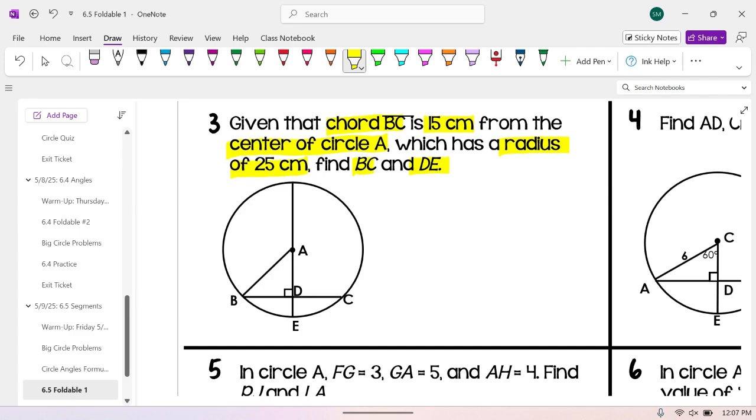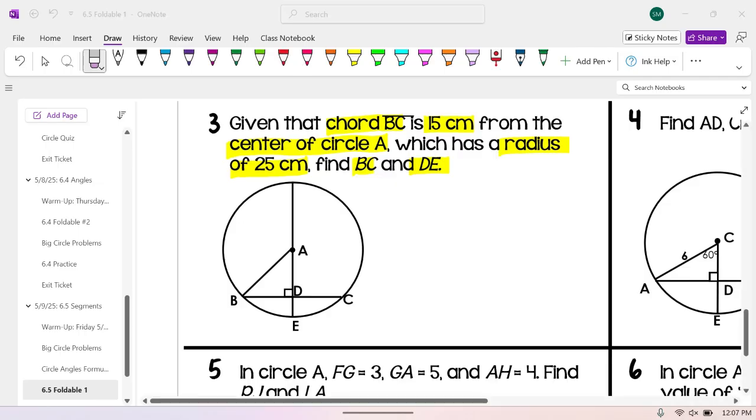So that was a lot of information, so let's talk about it. What they said is BC, this entire segment BC, is 15 centimeters from the center. Oh, I read that wrong. See what I mean? So it's 15 centimeters from the center of the circle. So which segment would I use to describe the distance from BC to the center?